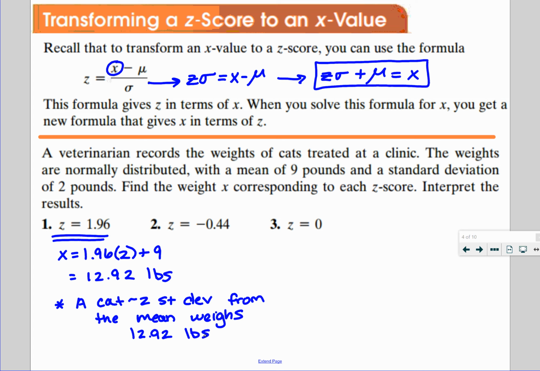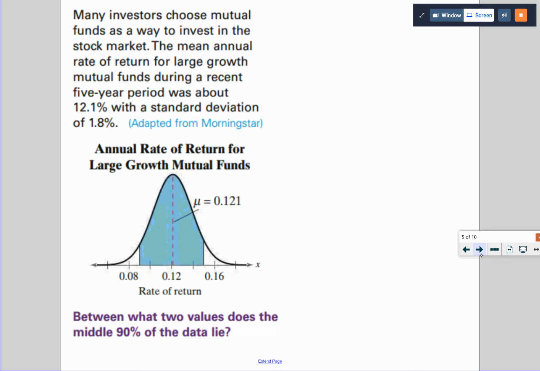Okay, so let's try this one. Many investors choose mutual funds as a way to invest in the stock market. The mean annual rate of return for large growth mutual funds during a recent 5-year period was about 12.1% with a standard deviation of 1.8%. Between what two values does the middle 90% of the data lie? All right, so 90% of the data is in the shaded region. So what percent of the data is left over for the tails? 10% total. So what percent's in each tail?